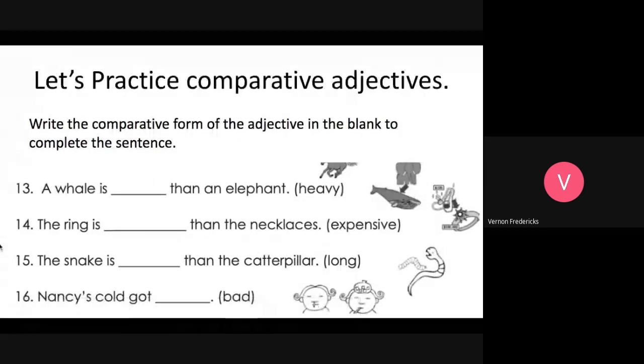Okay, thirteen, fourteen, fifteen, sixteen. The adjectives are heavy, expensive for number fourteen, number fifteen is long, and number sixteen is bad. Quickly, one minute.